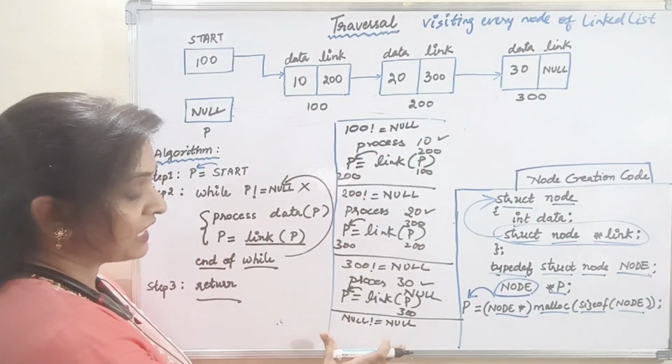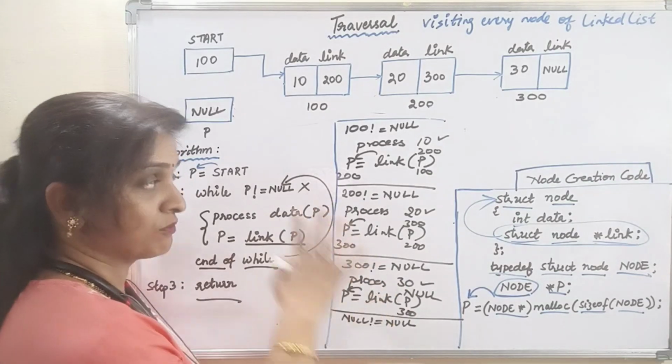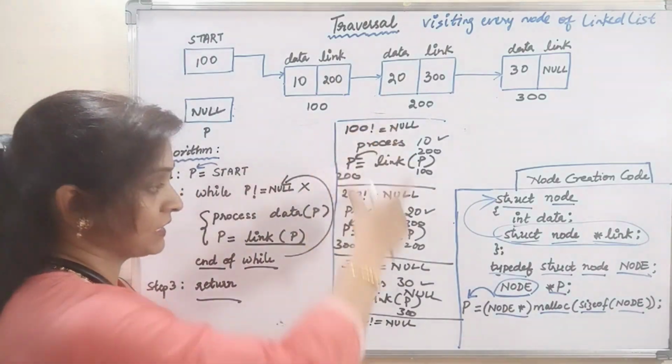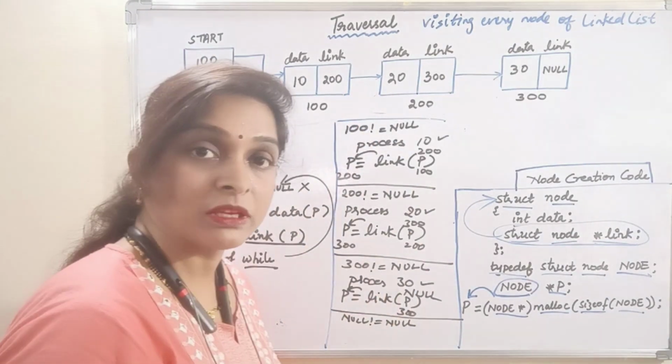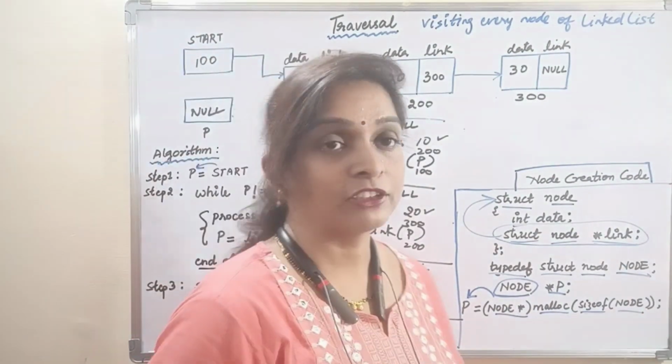Hope you have understood these iterations. You have to write down these iterations and work them out by yourself. Then only you can understand. Any doubts if you have related to these iterations, you can ask me in the comment box. So this is the traversal algorithm and the node creation code.